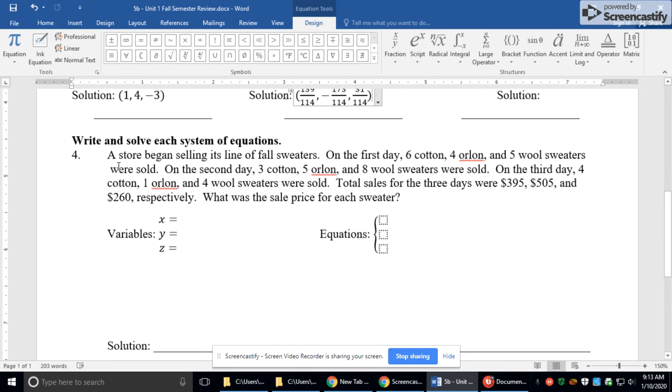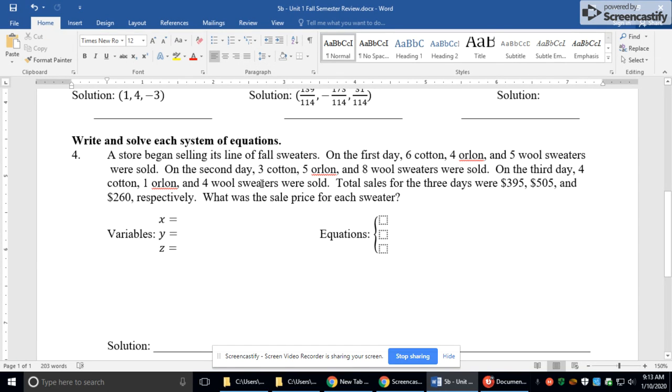So number 4, a store began selling its line of fall sweaters. On the first day, 6 cotton, 4 Orlon, 5 wool sweaters were sold. The second day, 3 cotton, 5 Orlon, 8 wool sweaters were sold. On the third day, 4 cotton, 1 Orlon, 4 wool sweaters were sold. Total sales for the 3 days were $395, $505, and $260 respectively. What was the sale price for each sweater?